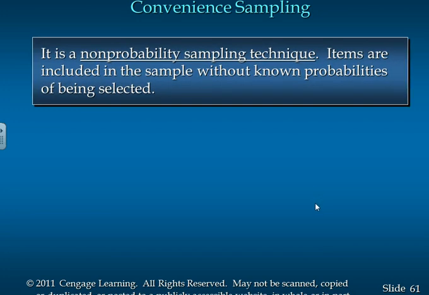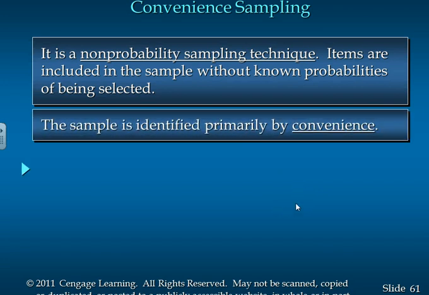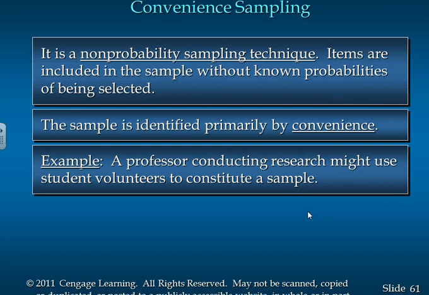Convenience sampling, a non-probability sampling technique. Items are included in the sample without known probability of being selected. So I do whatever I want. It's convenient for me to do that. So I use student volunteers as my sample. Okay, those that would like to volunteer, you're going to take this survey for me. Those guys that don't, that's okay. You can go home early. Who stays to do the survey?